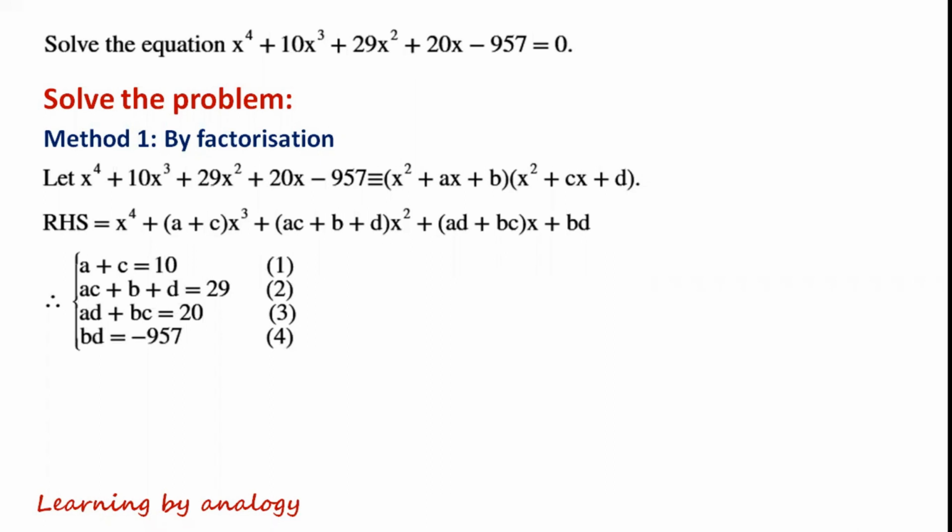Now we compare the coefficients on the left-hand side with those on the right-hand side. a plus c equals 10. ac plus b plus d equals 29. ad plus bc equals 20. bd equals minus 957.